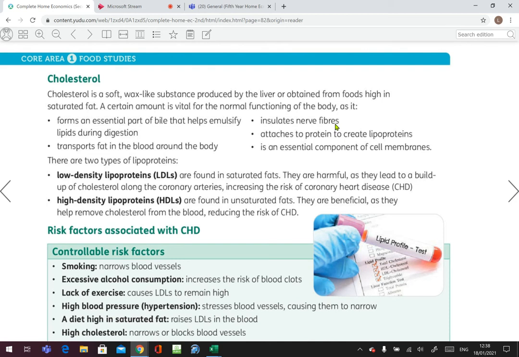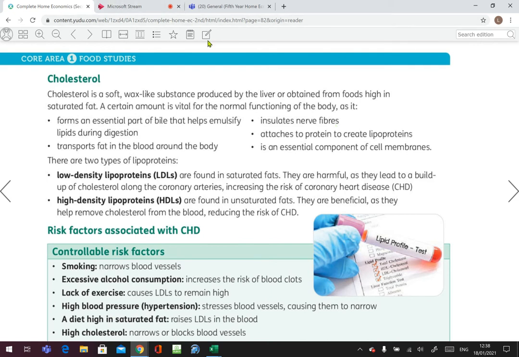And there are two types. The clip I've attached on Teams might give you a better, more animated picture, and it's not as graphic, I promise, as the last one I posted. So there are two types of lipoproteins. The low density lipoproteins, or LDLs, are found in saturated fat, and they are harmful.